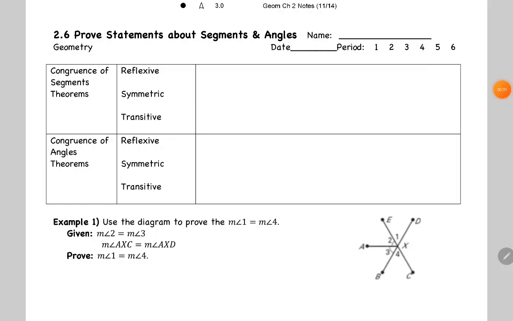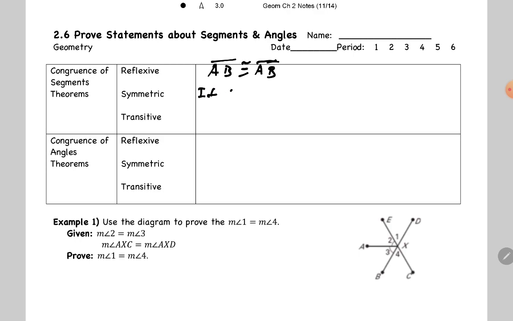This is Scholar Strife doing some math today in geometry, where we prove statements about segments and angles. We learned about the reflexive, symmetric, and transitive properties. They also work for segments. So segment AB is congruent to segment AB. That's the reflexive property. I am myself.